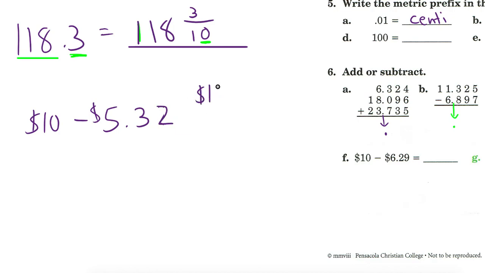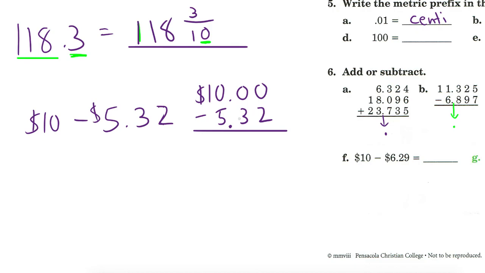So I have my $10 here, and I put my 5. So let's do 10.00. Now it's lined up, $5.32, so it matches with this decimal point. 5 here, and then 32 cents next to it. So that's how I would solve this question.